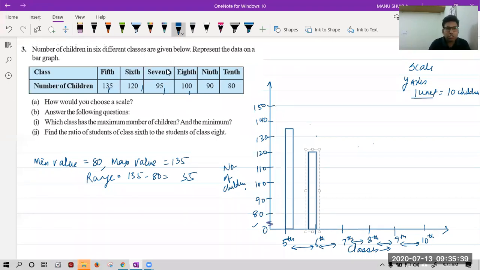Now let's see question number 4. Doubt of one student. I am going to the next question. I hope this is clear to you. Yes, class. Now question 4.